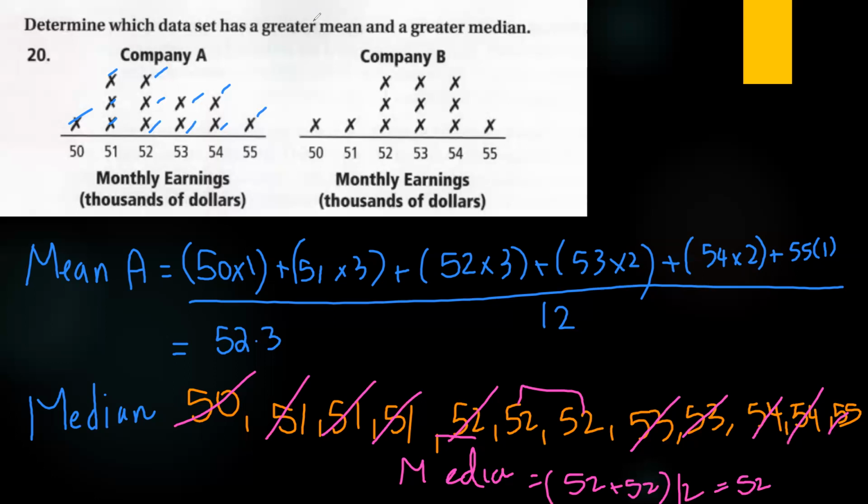After you do it for company B, we will conclude that company B has a greater mean and greater median.